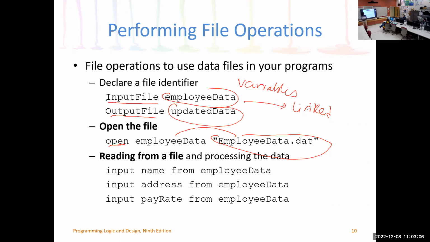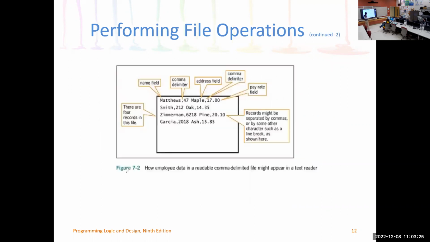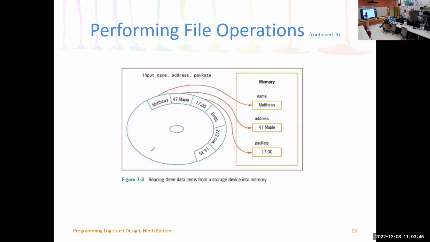In the case where you want to read from the file and process the data, you have to use the input and take every record from the file and read it here. Okay, so that's the way you store in the database. For each employee, you store it by the row, and in the row you have multiple fields. So you have the name, the address, and the pay rate also. And normally they are separated by a comma here.